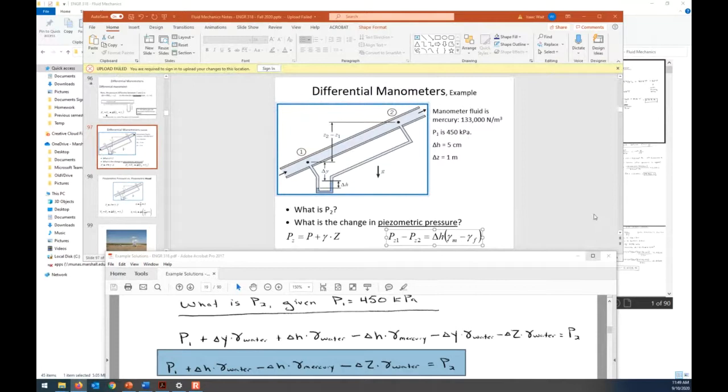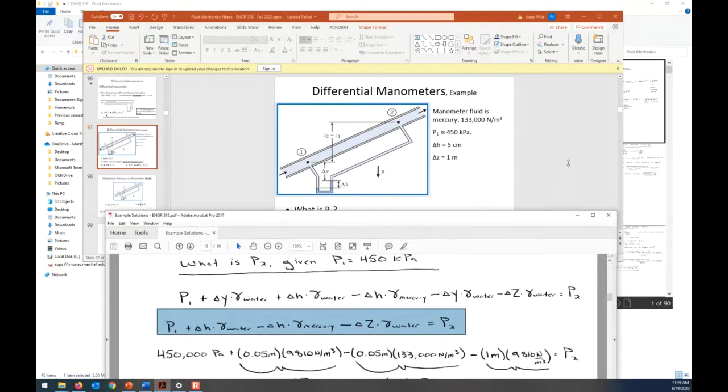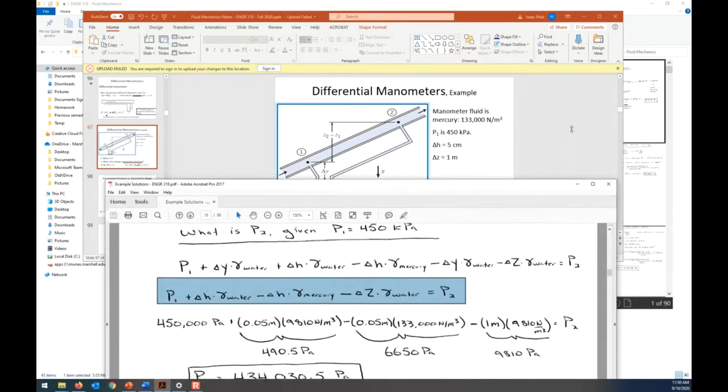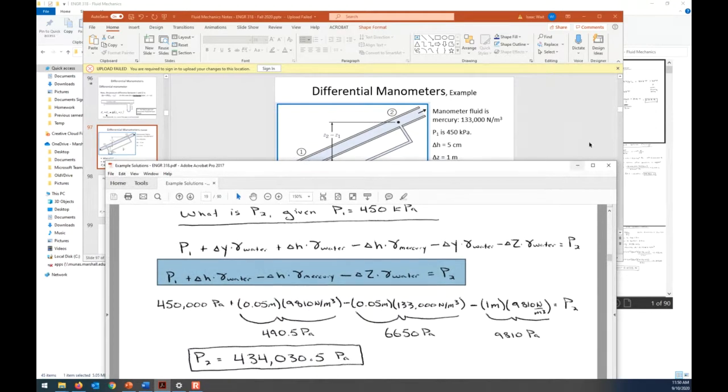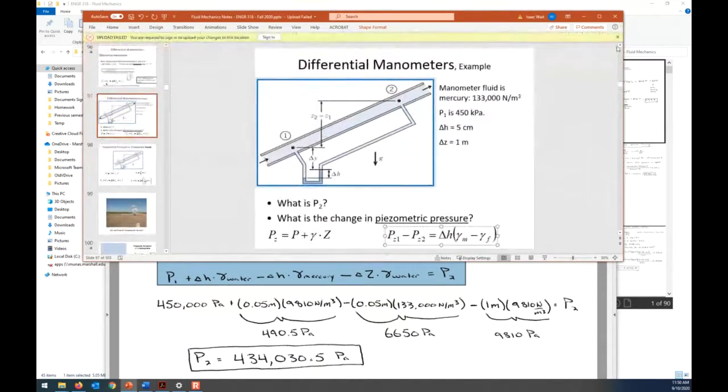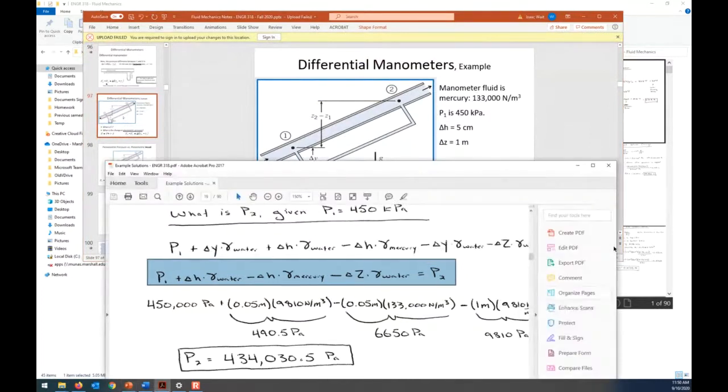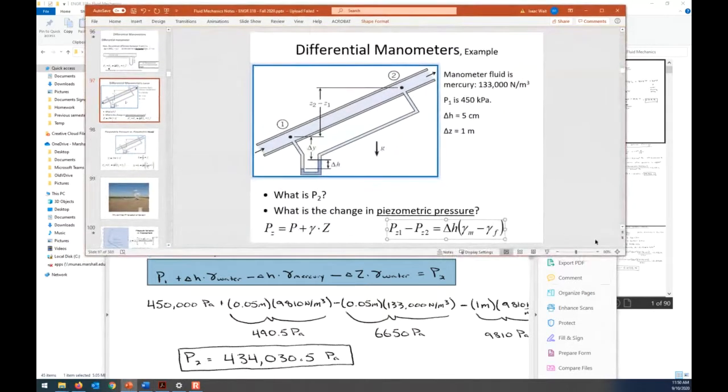Caleb's got the right answer. Let's look at the substitutions that bring you to that. All right, so if we substitute in, then what that gets us is we're starting at location 1.